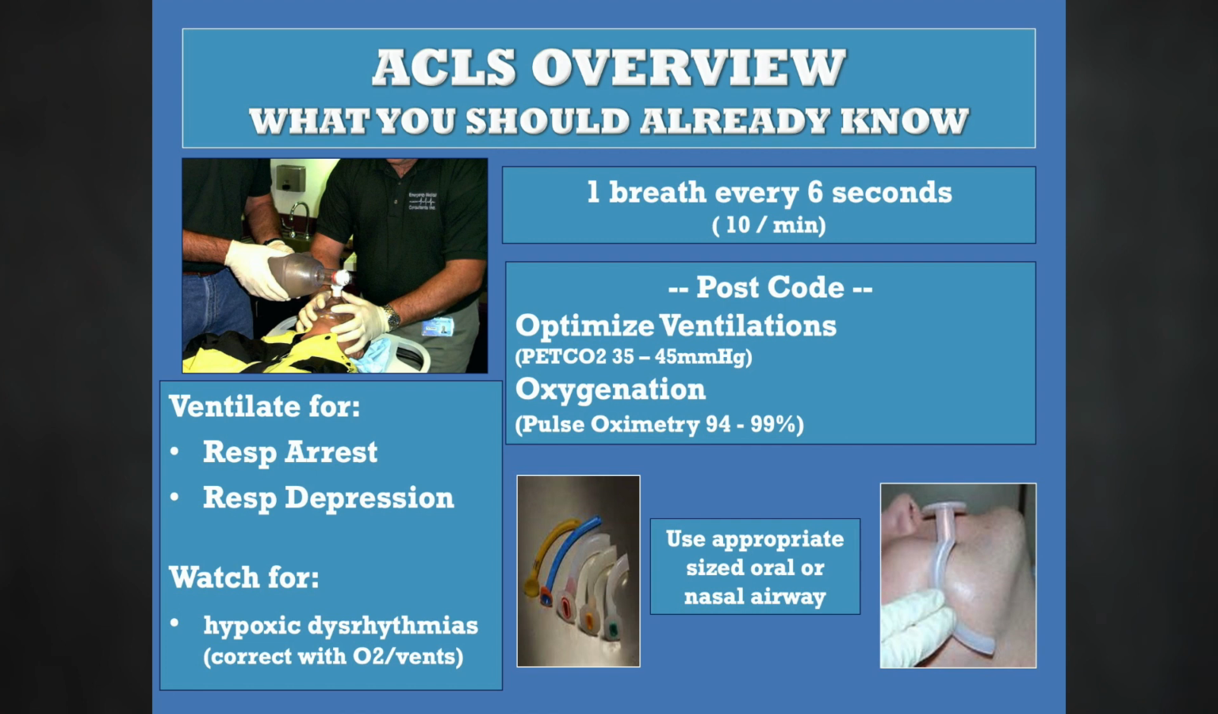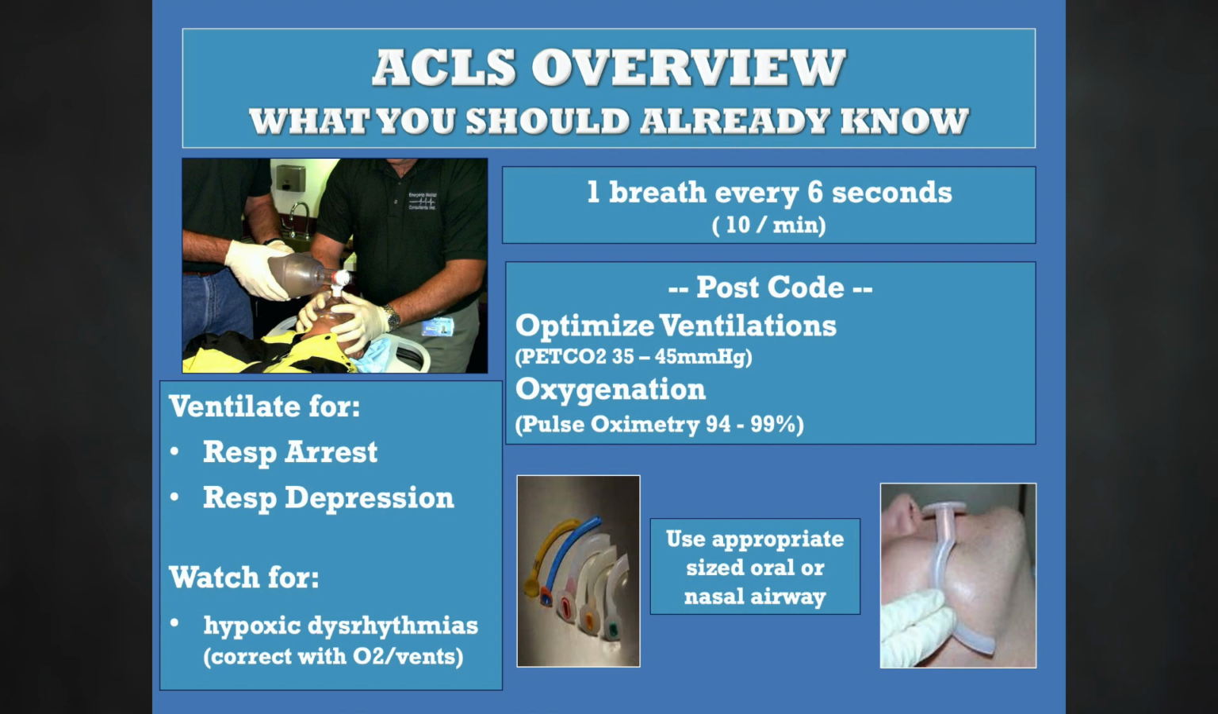Remember that either post-cardiac arrest with a patient who has respiratory arrest or agonal breathing, or pre-cardiac arrest with a patient who has that same condition, we would ventilate the patient at approximately 10 breaths a minute, or 1 breath every 5 to 6 seconds. Our goal, if we've stopped doing CPR because there's a pulse, is to optimize his oxygenation at 94 to 99% and optimize his perfusion or ventilation at a CO2 of 35 to 45 millimeters of mercury.